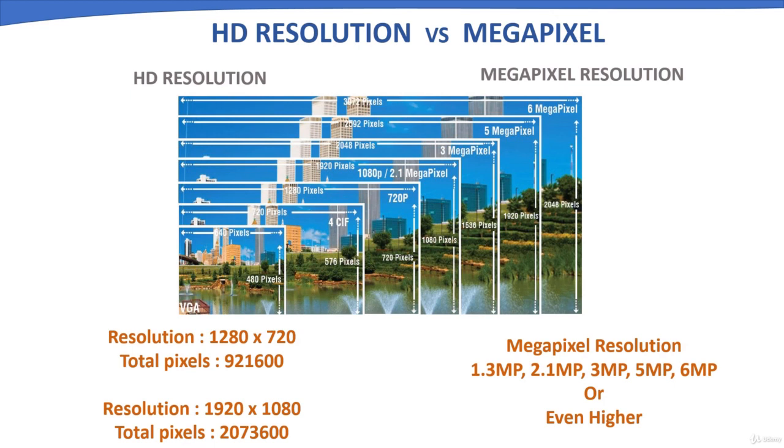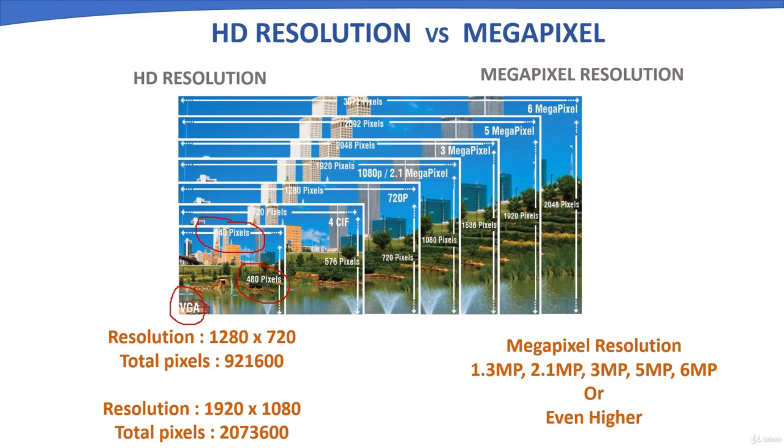As you can see in the image here, 640 pixels are arranged horizontally and 480 pixels are arranged vertically, which gives a total resolution of 3,07,200 pixels. And the quality of this video is VGA quality.